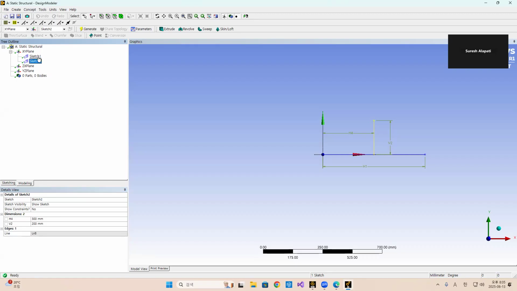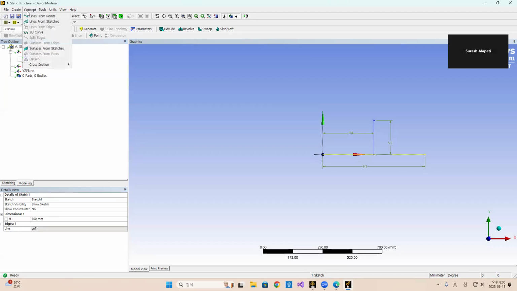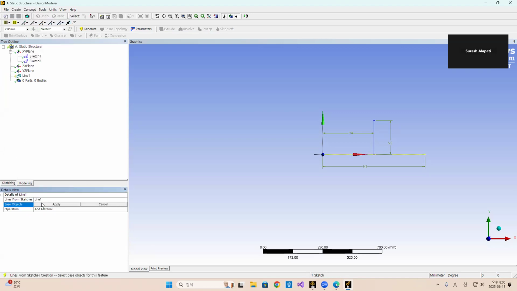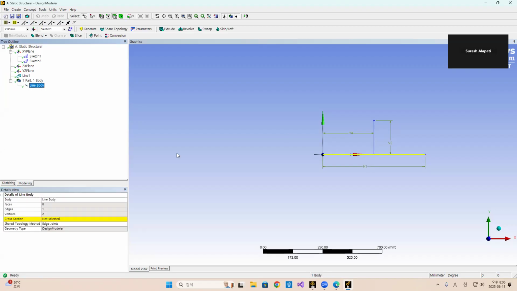Now create a line body from sketch 1. So create concept lines from sketches. You can change the name of this line body later. Select sketch 1 and add frozen, or add material. First body, generate. One body is created, just this one.